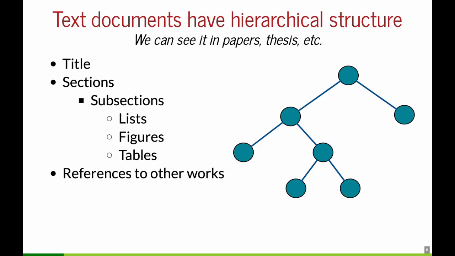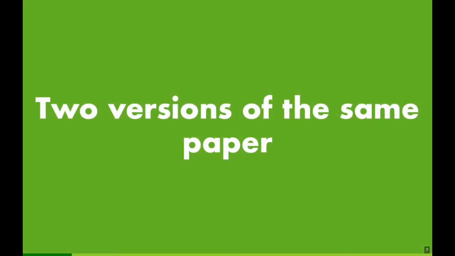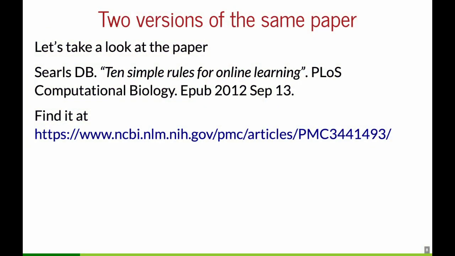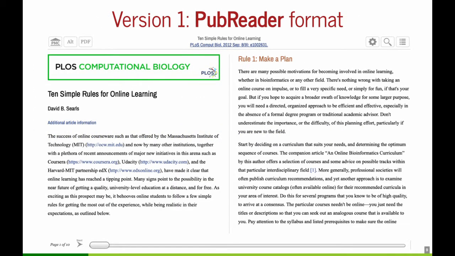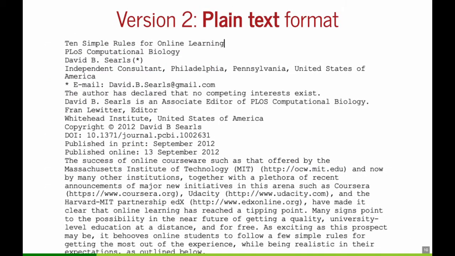Let's start by comparing two versions of the same paper. This is a paper that is useful to read in any case. You can find the paper "Ten Simple Rules for Online Learning" at this web address, and I can put the link in the video description. The first version is online, in what we call PubReader format. It's very beautiful. And I want to compare it with this second version, which is a plain text format.